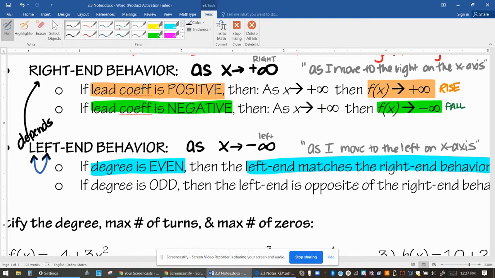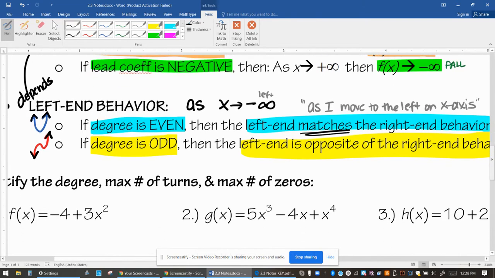But if you have something like an odd degree, something like a cubic, if it's an odd degree, then the left is going to do the opposite of what the right end does. And look at the arrows. We have one arrow that's pointing up on the right and an arrow that's pointing down. So that's just an example to show you that if the degree is even, both the left end and the right end have to match. They have to be the same. But if the degree is odd, then the left end does the opposite of what the right end does. If one rises, then the other one falls.